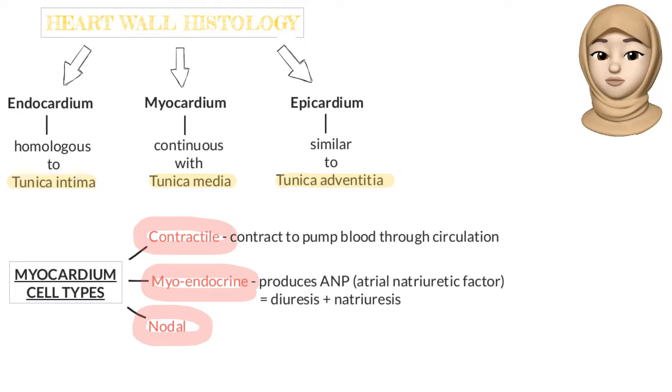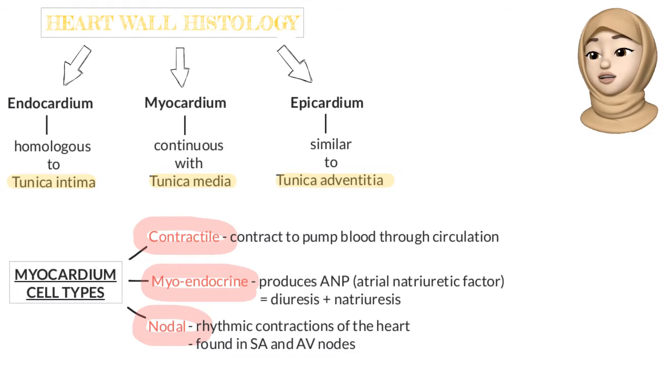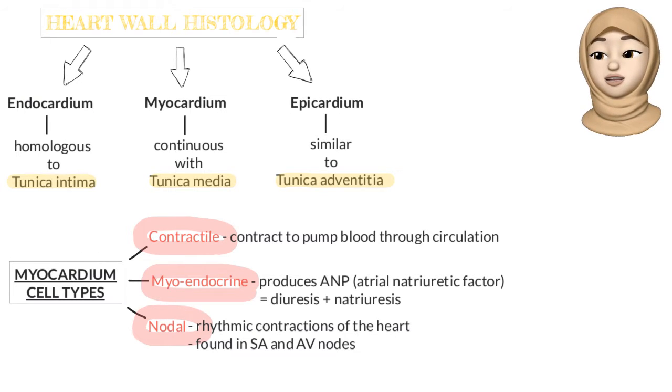Lastly are the nodal cells, which are responsible for controlling the rhythmic contractions of the heart. These cells are located in 1. The sinoatrial or SA node at the superior vena cava to right atrium junction, and 2. The atrioventricular node present under the endocardium of the interatrial and interventricular septa.